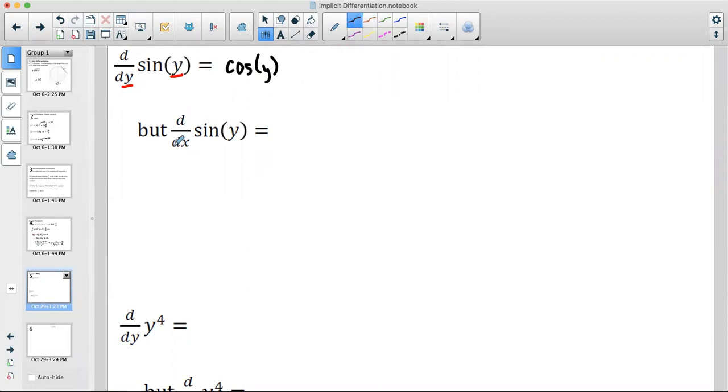But this one is the derivative with respect to x of sine y. So that's going to be cosine y times y prime. Or, as we saw before, you could write it as cosine y times dy dx. And this happens because this x and that y do not match. That's why this thing has to appear.